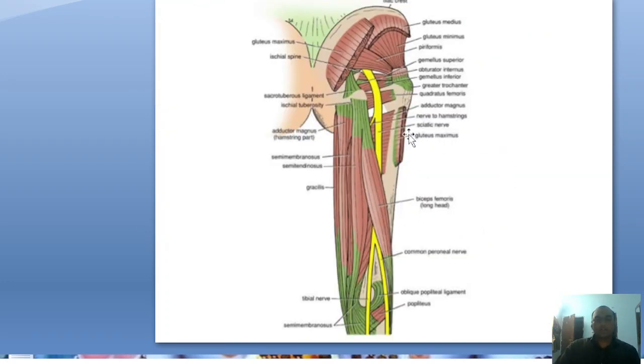Here is a diagram showing the gluteal region and the back of the thigh. The yellow color is the sciatic nerve, which at the superior angle of the popliteal fossa divides into the common peroneal laterally and the tibial medially. Superficial relation: the long head of biceps femoris, and medially semitendinosus and semimembranosus; deep laterally is the short head of biceps femoris. So this is the superficial relation.